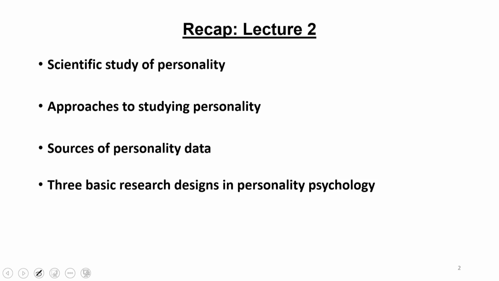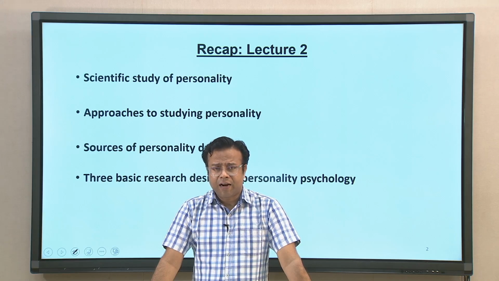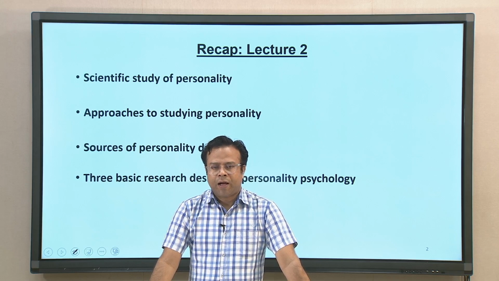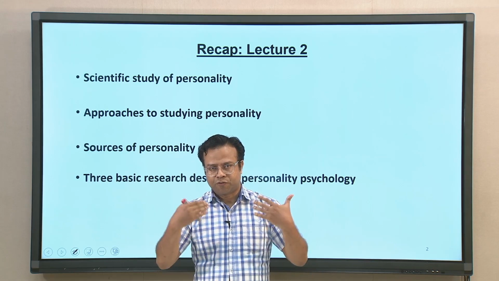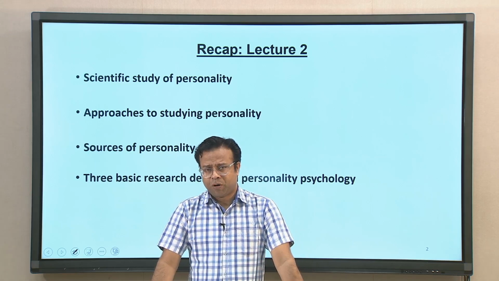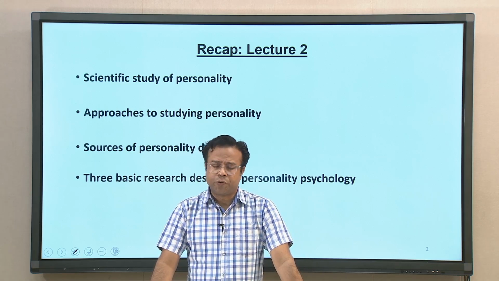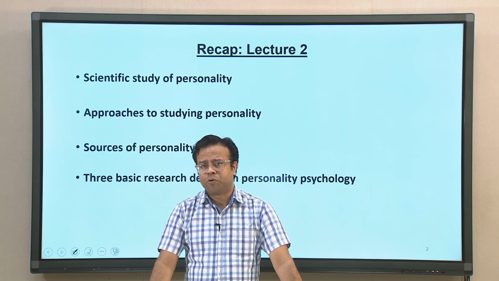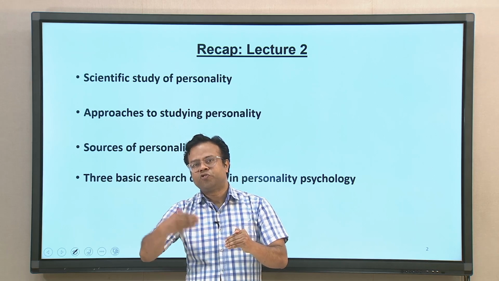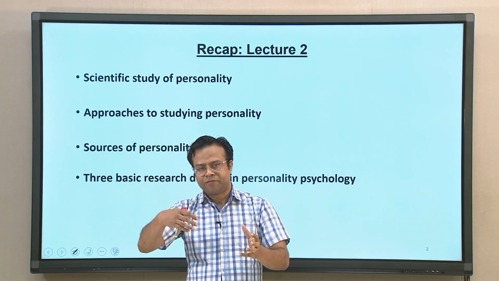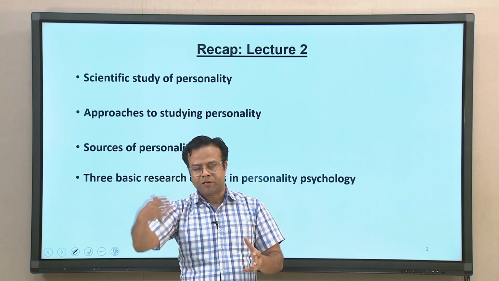Based on that, we talked about the three major research designs used in the field of personality: the single case study method, the experimental method or design, and the correlational design. Then we talked about the different sources of personality data, from where we get the data for studying personality, including self report data. Then we talked about informants data, basically data given by someone who is closely associated with another person, who gives an assessment of certain aspects of that person.